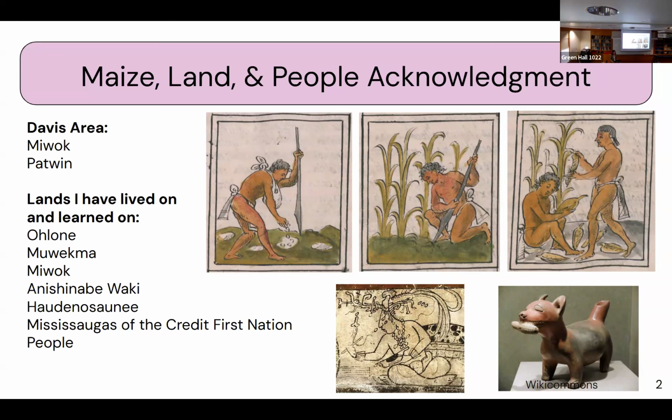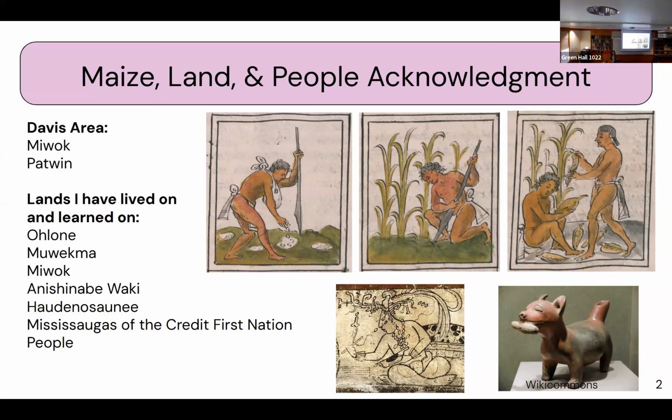It is the land of the Miwok and Patwin people, and I have lived, learned science, and done research on the lands of the Ohlone, Muwekma, Post Miwok, Anishinaabewake, and Haudenosaunee people, and the Mississaugas of the Credit First Nation. The evolution of maize and its wild relatives is intricately linked to people, and it's only when recognizing both the human history and the maize history that we can start to understand biological phenomena in this genus. And with that, let's dive in.